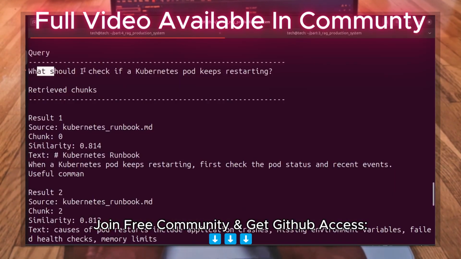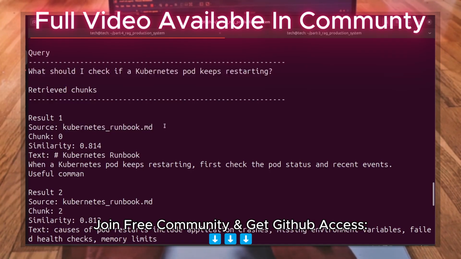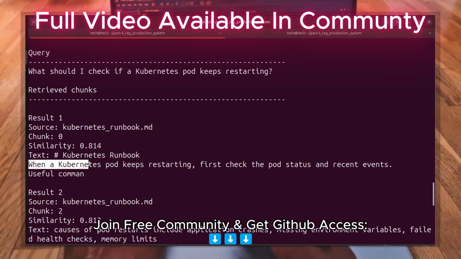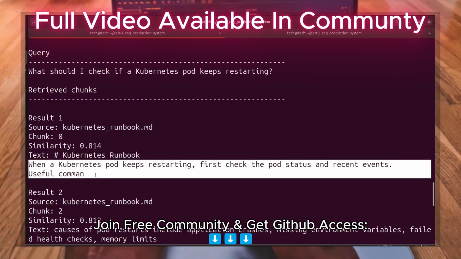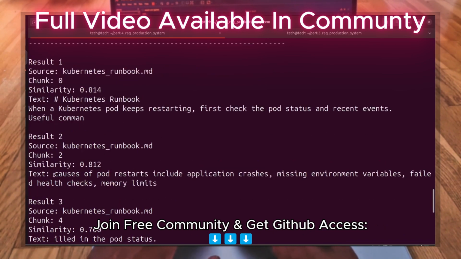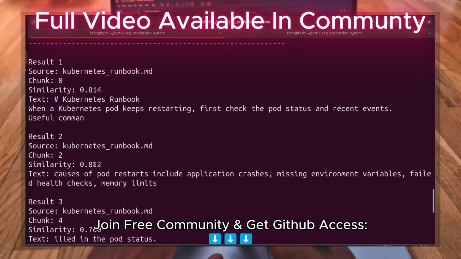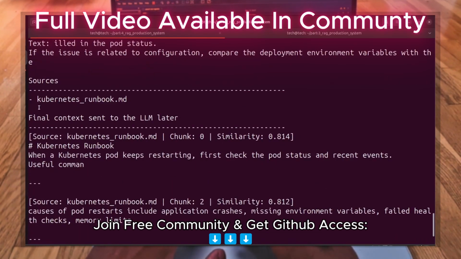Now we ask a completely different type of question. The system should move away from refund policy and retrieve the Kubernetes runbook. This is why adding multiple documents matters. The retriever now has to choose between different knowledge areas. Okay, so we get the same structure of response after that.